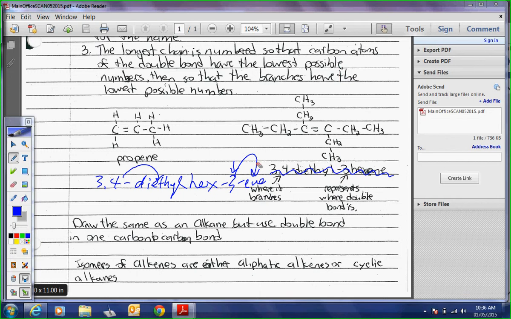And what if I had an ene and, later on, you're going to learn a triple bond, say yne? What if you had a double and a triple? Now I can say the 3 is where the double bond is and the 5 is where the triple bond is.